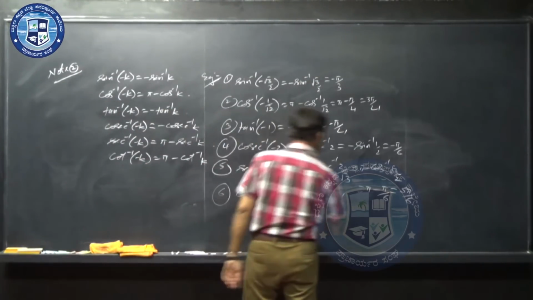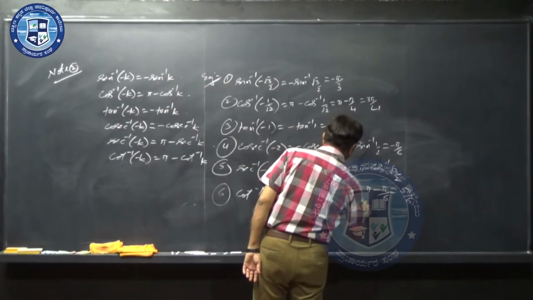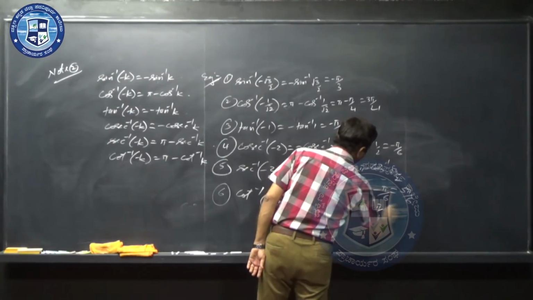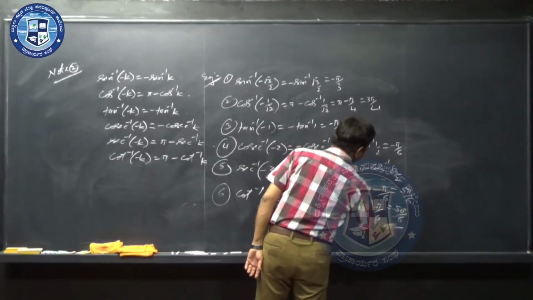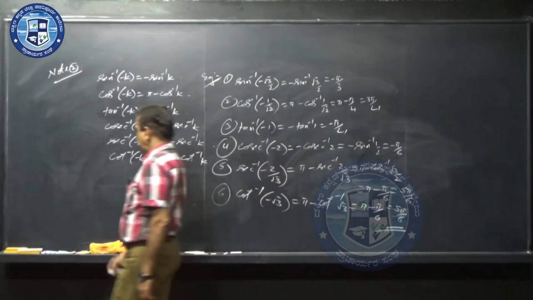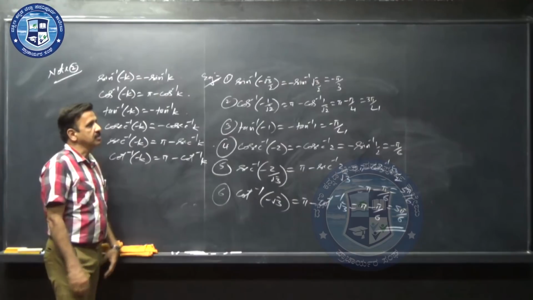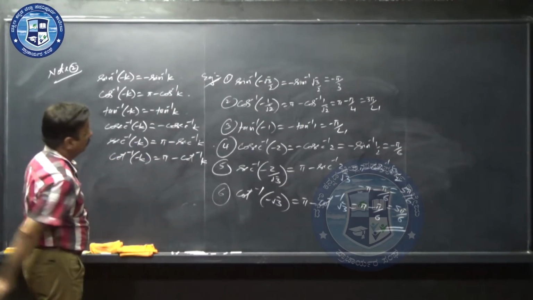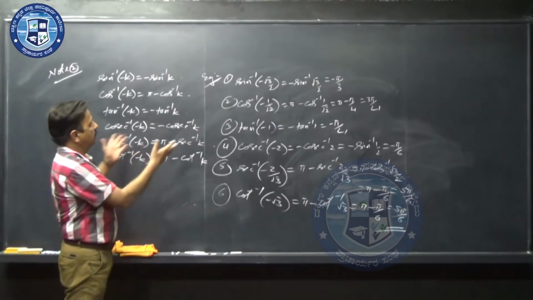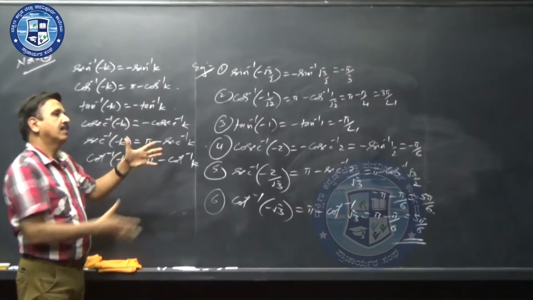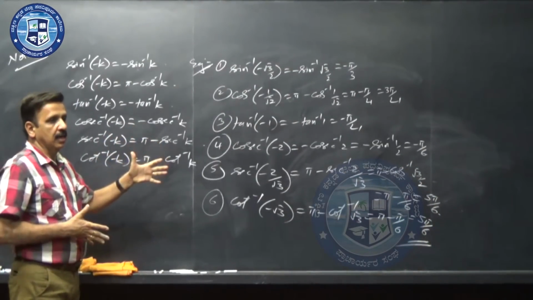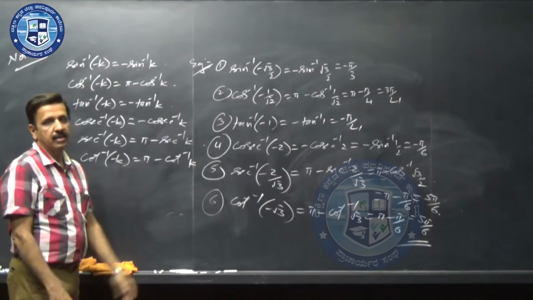Pi minus cot inverse of root 3 is equal to pi minus pi by 6, that is equal to 5 pi by 6. Look at this. You need to be very strong in trigonometry, then only you can be strong in inverse trigonometric functions. You can note this down, important. You will come across these things frequently while working out problems, so you should not struggle or get stuck there. That is why this note.